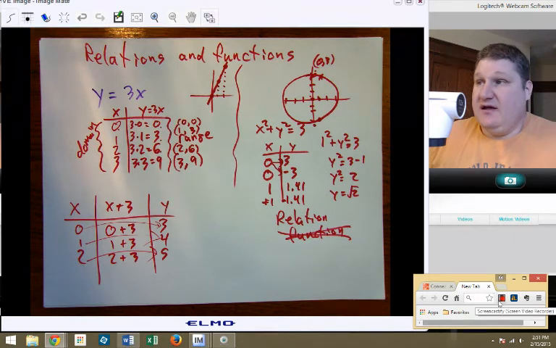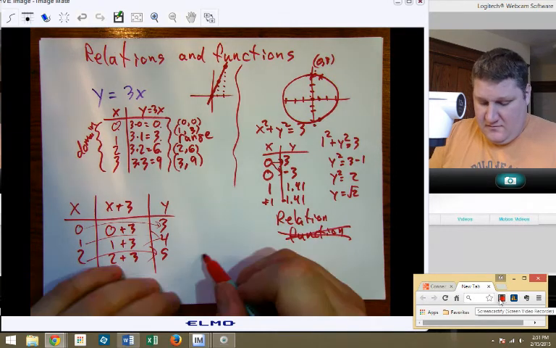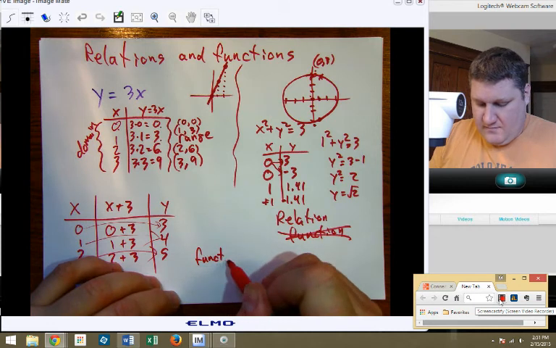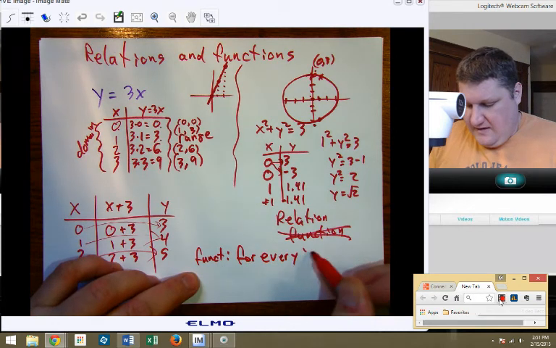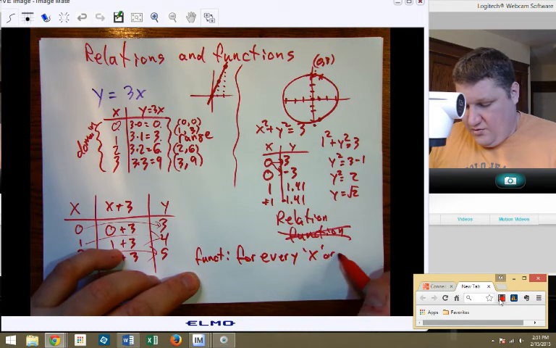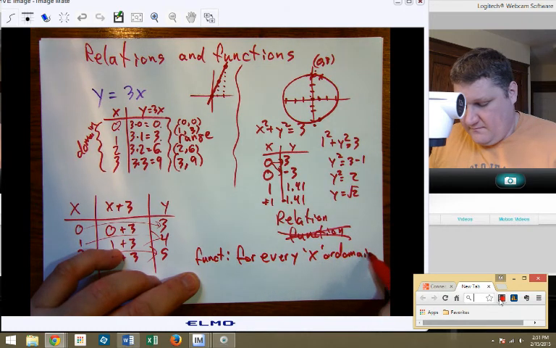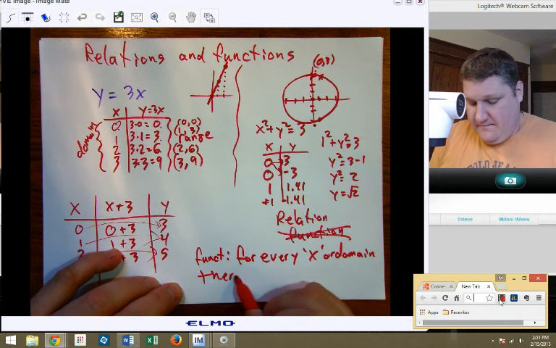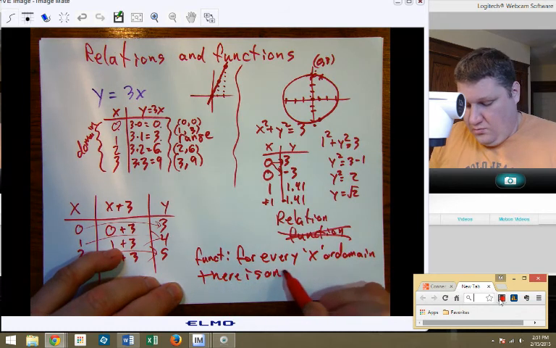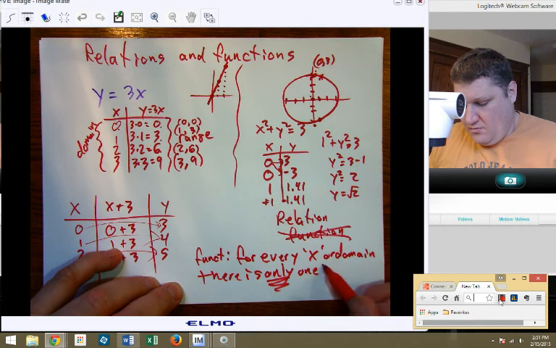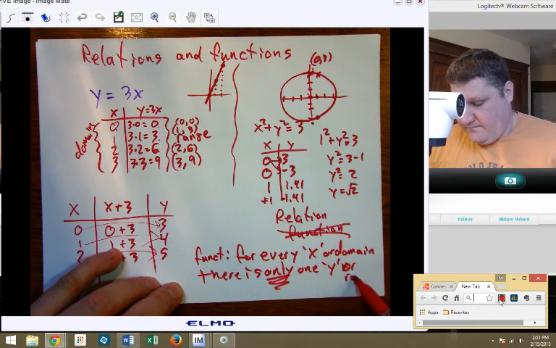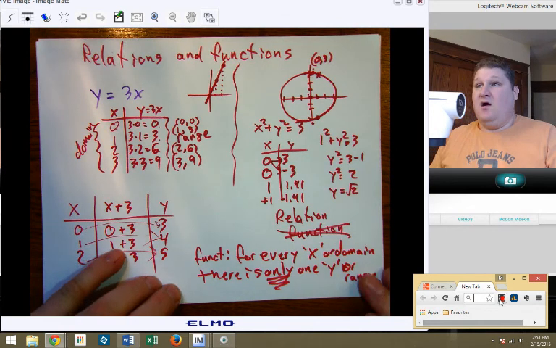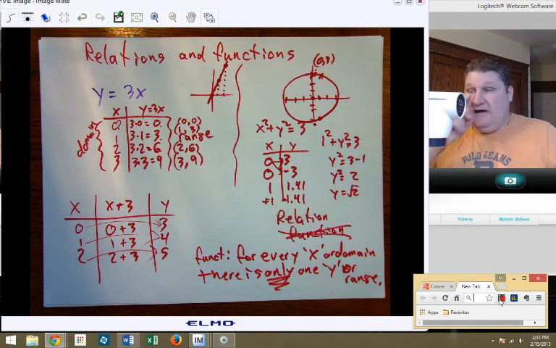A function is for every x or domain, there is only one y or range value. Okay, there you go. Take a look at that.